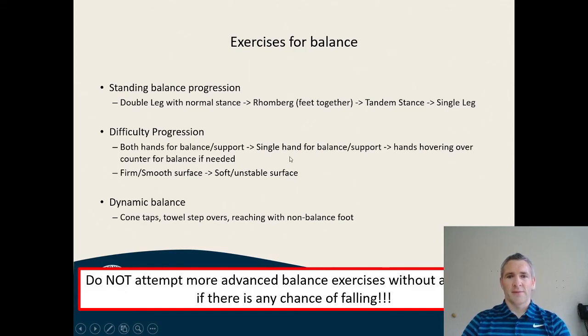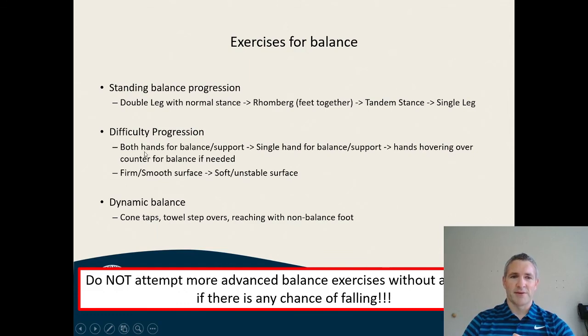So there's a way that we typically progress balance exercises, and this almost always starts with just balancing your normal stance. So standing with your feet roughly shoulder width apart, making sure your balance is really good there. And then we go to moving your feet together, and I'll show pictures of these. And then we go to tandem stance, so heel to toe. And then the most challenging one is single leg.